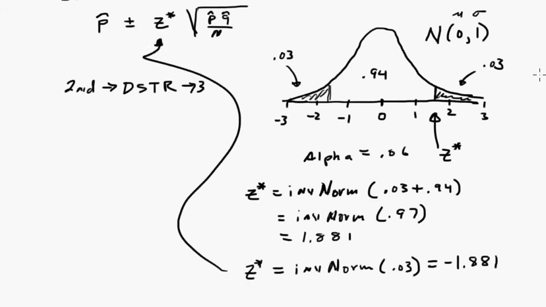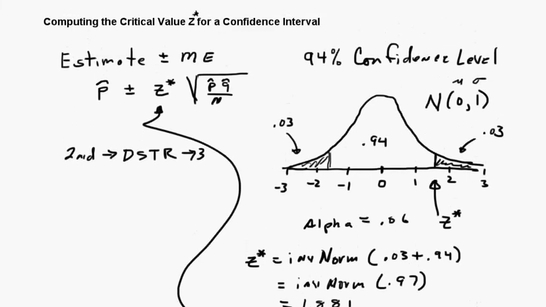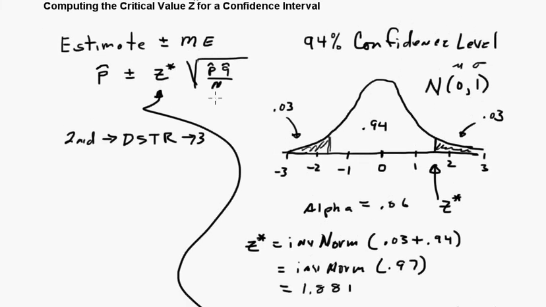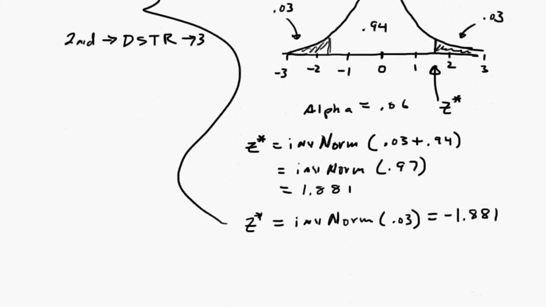Okay, so that's all you have to do. We're just using the normal model as a basis for the width, if you will, of our margin of error or our confidence interval. Okay, so good luck with that.